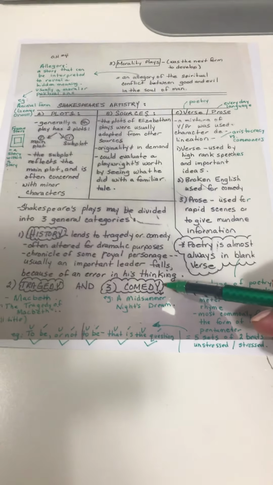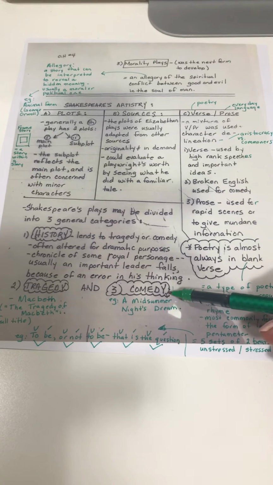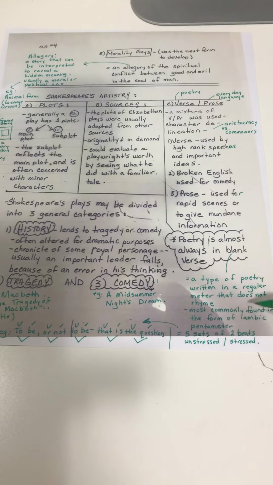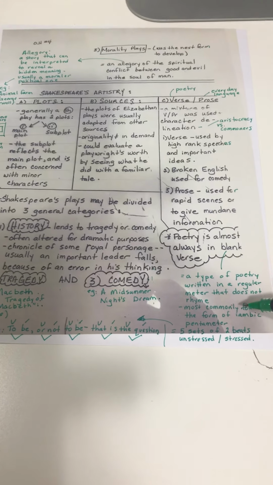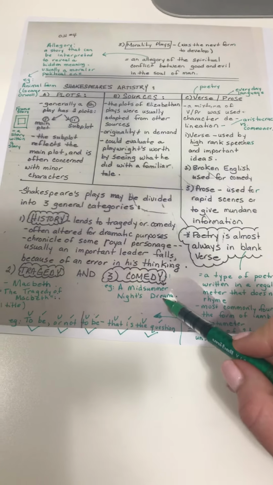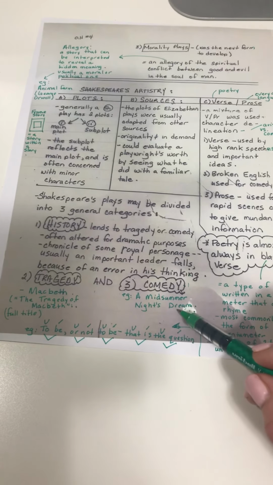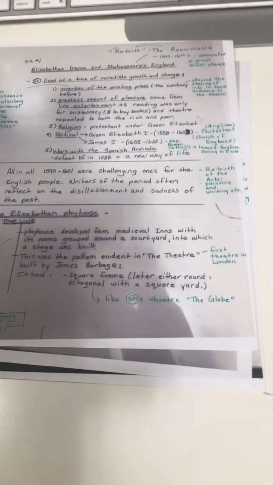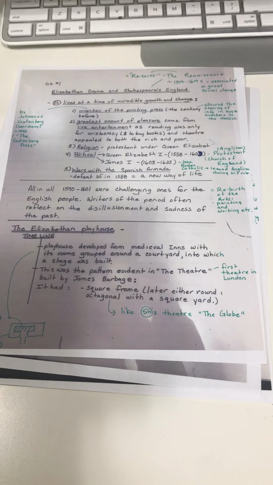For Shakespeare, his plays that were categorized as comedies often focused on the foibles of humankind. So the human condition, right? What it means to be human under certain circumstances, and how silly it is to be human. And again, if you remember last year, Midsummer Night's Dream focused on how silly humans are when they are in love. All right, so that will wrap up our lesson here on Elizabethan drama and Shakespeare's England.